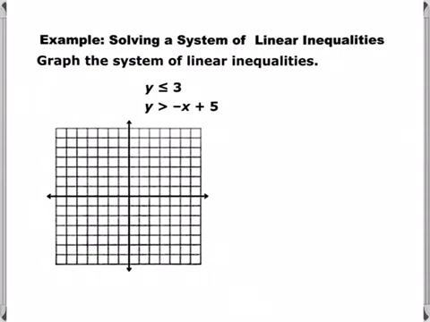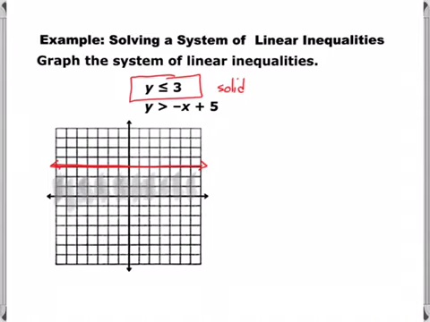So in the first example, we're looking at trying to solve the system of linear inequalities that has the inequality y is less than or equal to 3 and y is greater than -x plus 5. So let's graph the first one. For the first one, we've got y is less than or equal to 3. So we know we have a solid line at y equals 3. So it's a horizontal line at 3. And it's less than, so we're shading underneath. We'll just make a few lines here to show the shading.